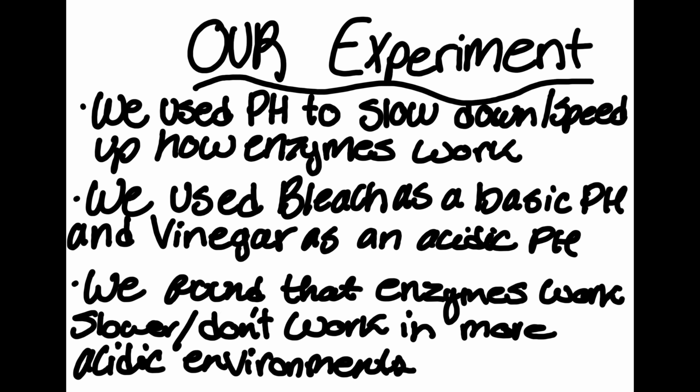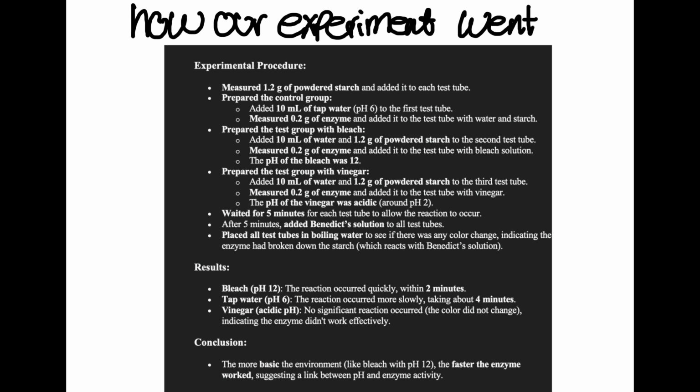We use pH to slow down or speed up how enzymes work. We use bleach as a basic pH and vinegar as an acidic pH. We found that enzymes work slower or don't work in more acidic environments. You can pause here to see all the measurements that we use in our experiment, but in a nutshell, we added starch and enzyme to 3 test tubes, one with tap water, one with bleach, and one with vinegar.